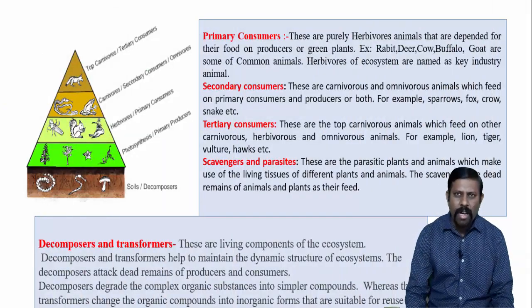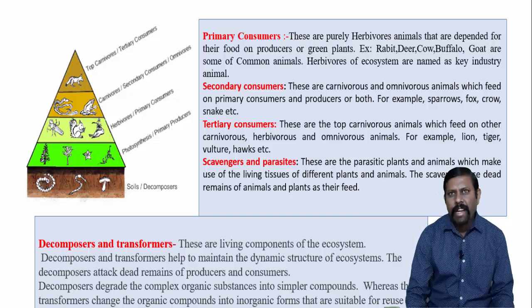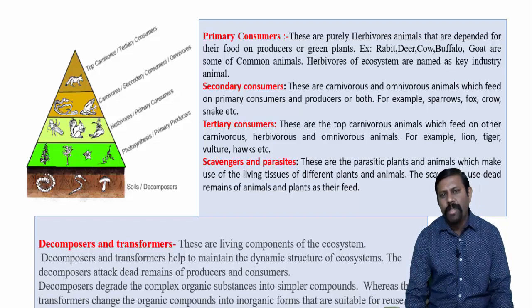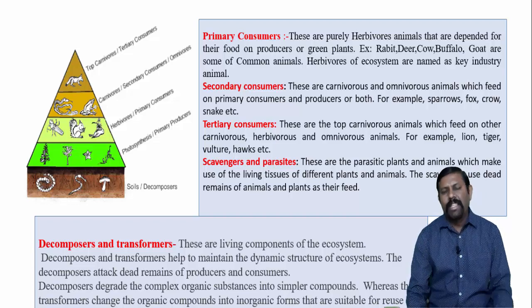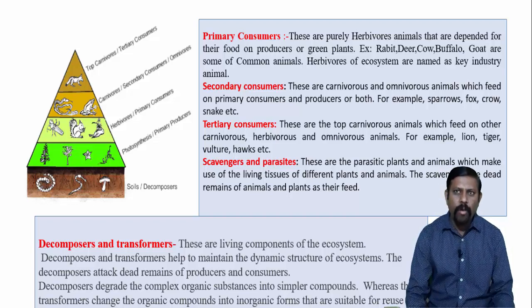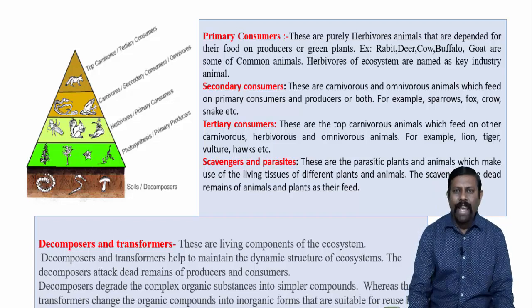The primary consumers are purely herbivorous animals that depend for their food on producers or green plants. For example, rabbit, deer, cow, buffalo, goat are some of the common examples. Herbivores of the ecosystem are named key industry animals. Secondary consumers are carnivorous and omnivorous animals which feed on primary consumers and producers, or both. For example, sparrow, fox, crow, snake, etc.